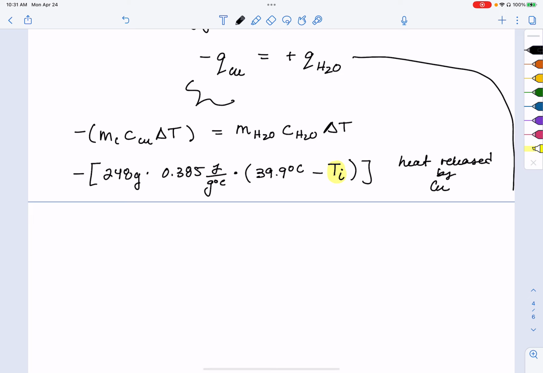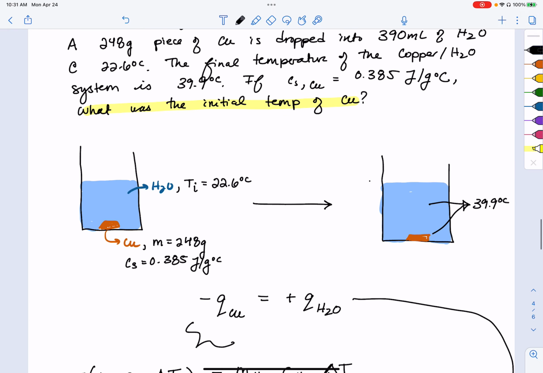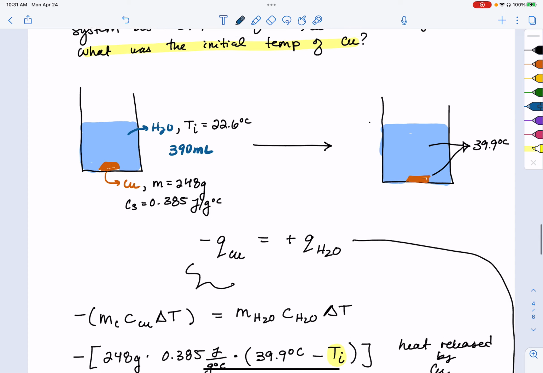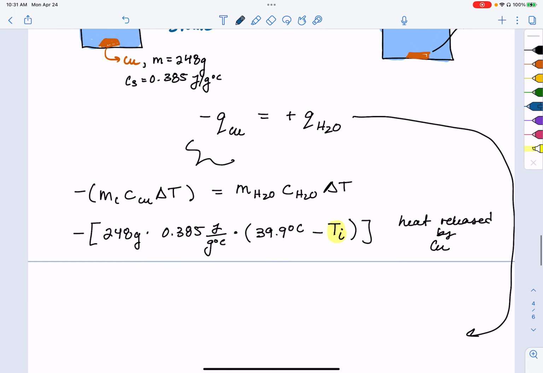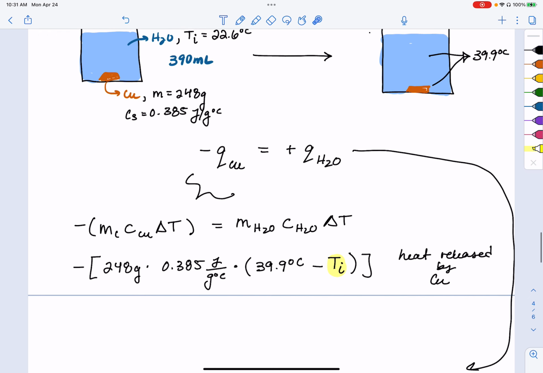So then what about the water? This is going to be the mass of the water times the specific heat of water times the change of temperature of the water. And let's look at what we know about our water. I know that I had 390 milliliters of water. So if I'm going to try to plug this into MCΔT, I need to convert that into a mass. Luckily for us, remember water's density is 1.00 gram per mL.